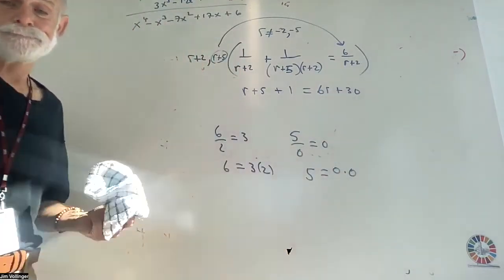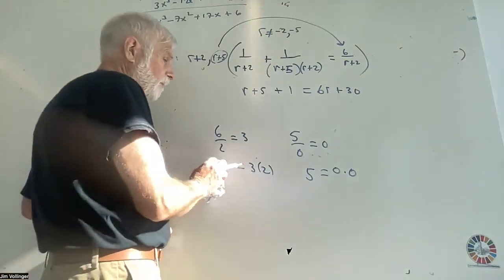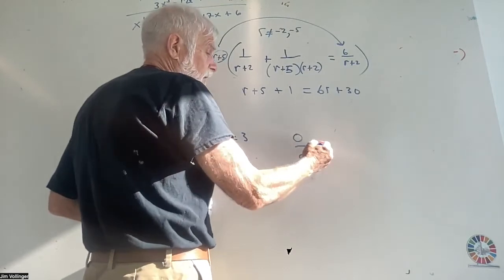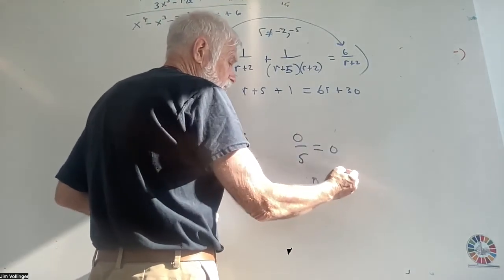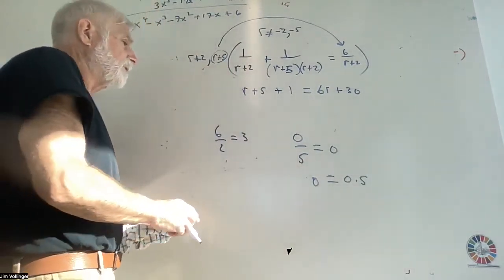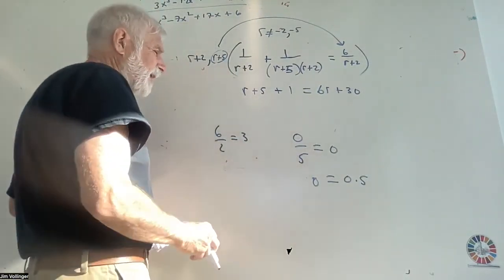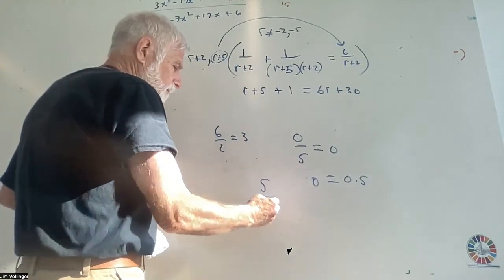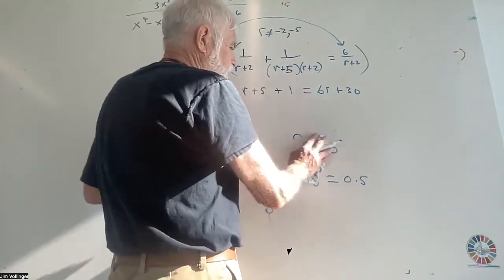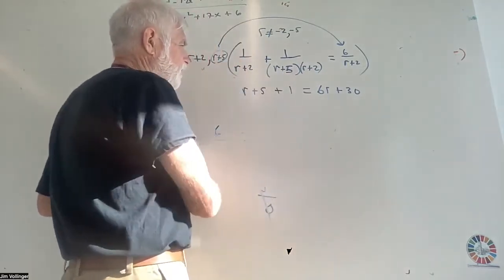Now, I can divide something into 0. I can do 0 divided by 5. Yeah, that's 0. Why? Because 0 equals 0 times 5. That's true. Okay, so you can divide into 0, but you cannot divide by 0. Okay, so I can't use the number -5 or -2 because that would be a division by 0.